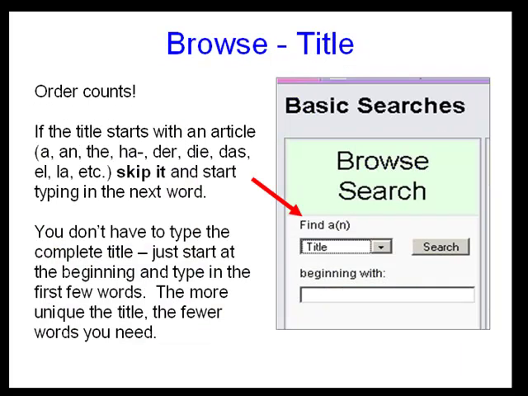When you're searching for a title, if it starts with an article, the, a, an, or in any other language, ha, der, die, das, el, la, etc., you skip it and start with the next word. You don't have to put in the whole title, just the first few significant words. So again, the more unusual the title is, the fewer words you need. If the title starts with the history of something, you need to put in the something. Otherwise, you'll get a very long list of titles starting with the history of.